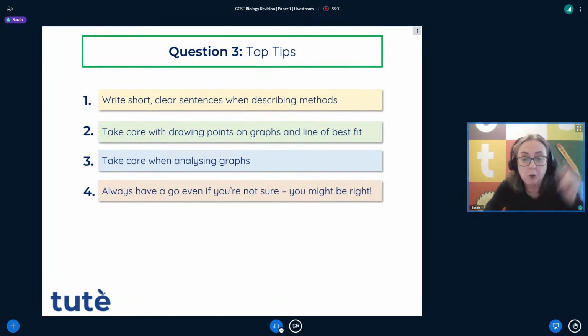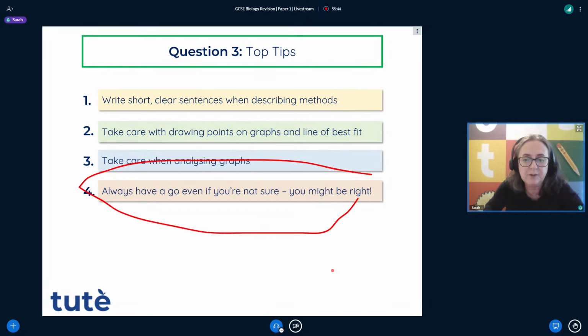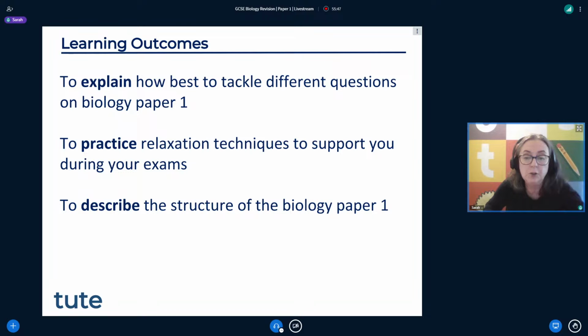Okay, so top tips. Write short, clear sentences when describing methods. Take care with drawing points on graphs and lines of best fit. Take care with analysing graphs. Always have a go, even if you're not sure. You might be right. That's an important tip. Always have a go. And don't spend too long on questions you're not sure about.